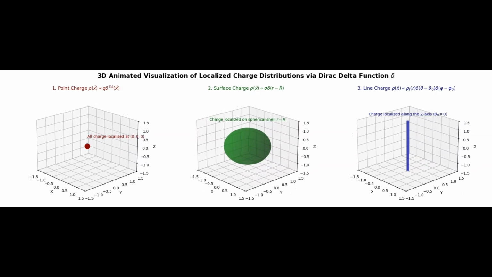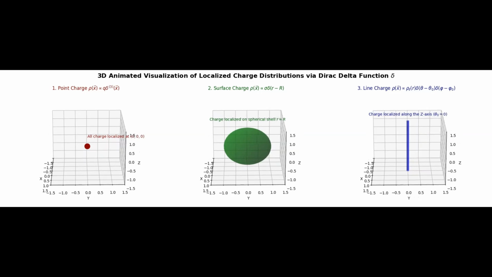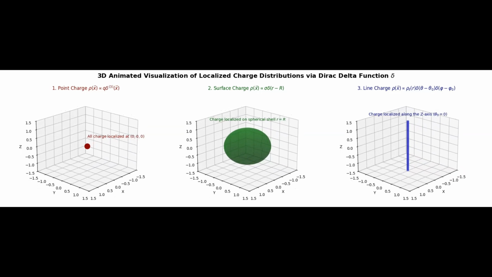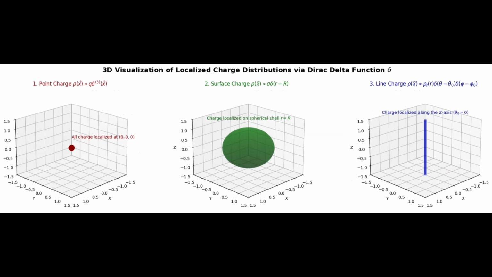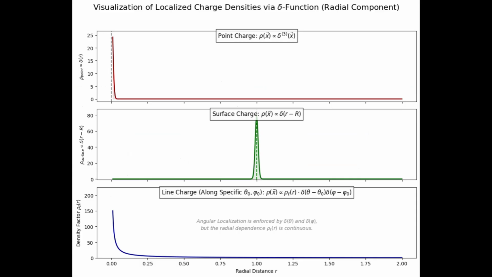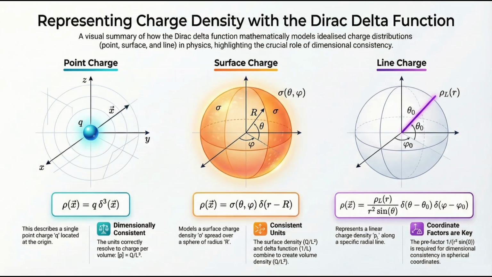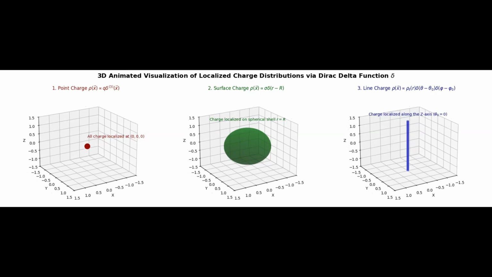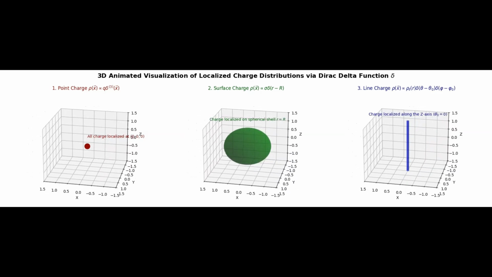Second, let's talk about geometric localization. This is pretty much the main job of the delta function. It pinpoints exactly where the charge is. So if you've got charge on the surface of a sphere, you can use the delta function to basically tell your equations, hey, forget everything else, just focus right here on this surface. It turns a messy volume problem into a much cleaner one.